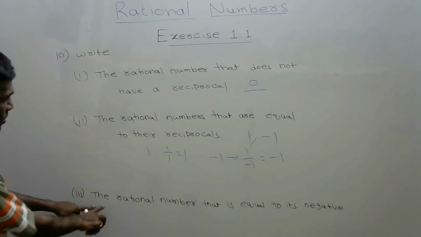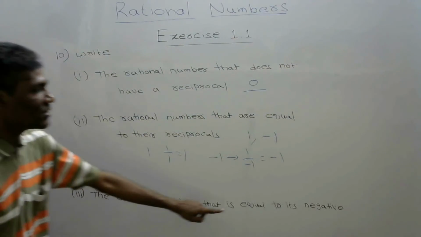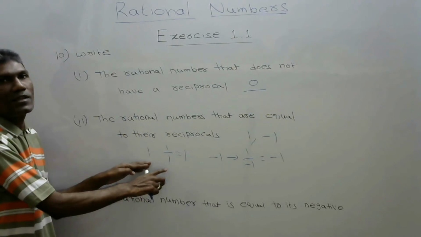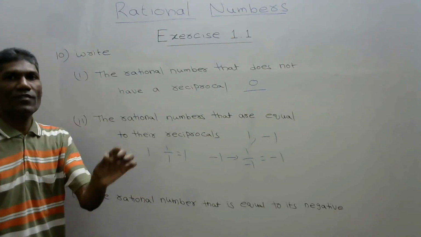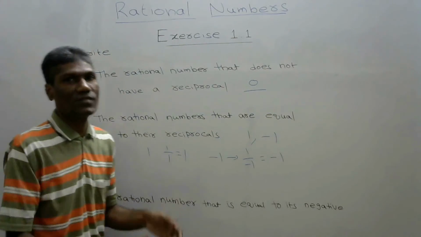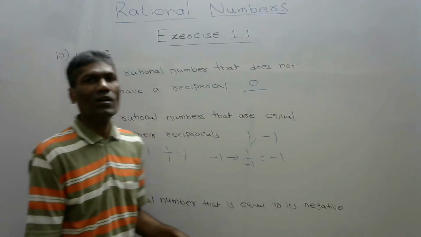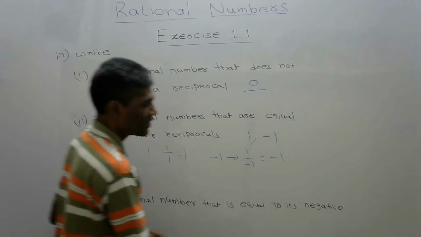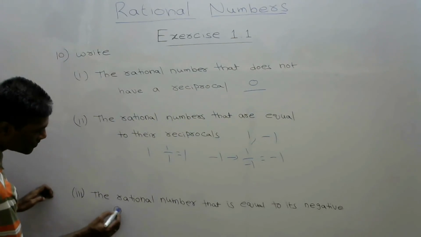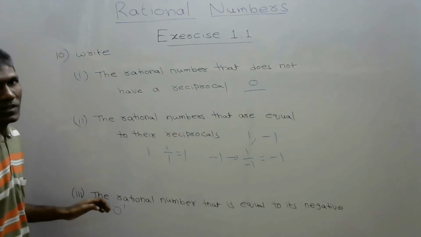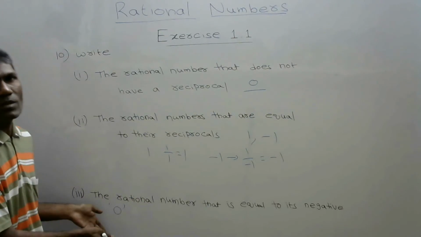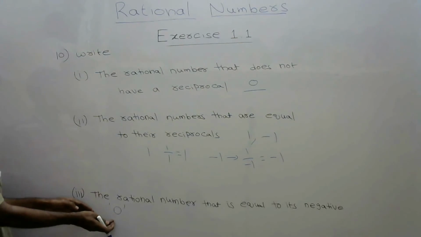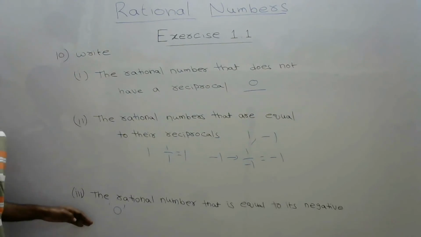Next, third question. The rational number that is equal to its negative. Any number is not equal to its negative. For example, take 5. It cannot be equal to minus 5. But there is one number which is equal to its negative. Simple. The answer is 0. The negative of 0 is the same number. So the negative of the number is the number itself. So the answer is 0.